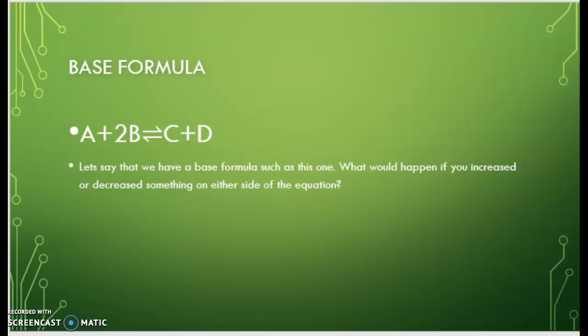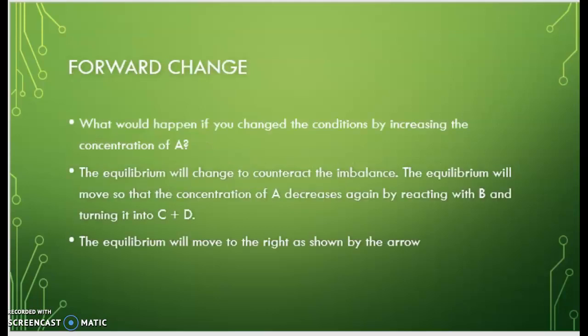We're going to increase or decrease one of the sides, the reactants or the product, and we're going to see how that shifts the equilibrium of the formula. So what do you think is going to happen when we increase the concentration of A? The equilibrium is of course going to change to counteract the imbalance, because objects in equilibrium want to stay in equilibrium. So it's going to decrease the concentration of A that's reacting with B, turning it into C and D. So the equilibrium is going to move to the right. It's going to have forward velocity.